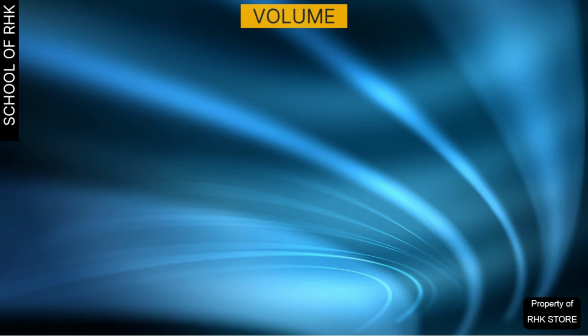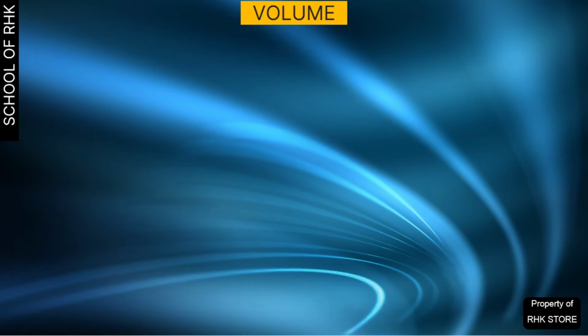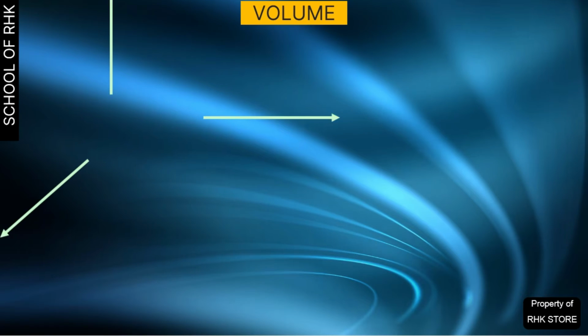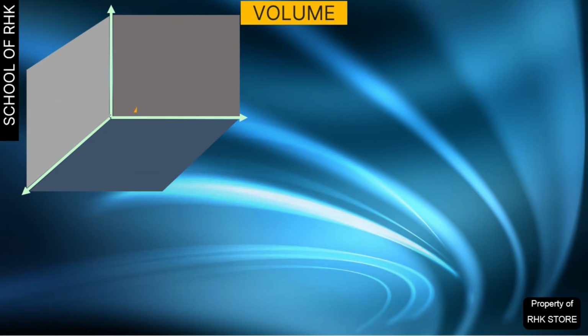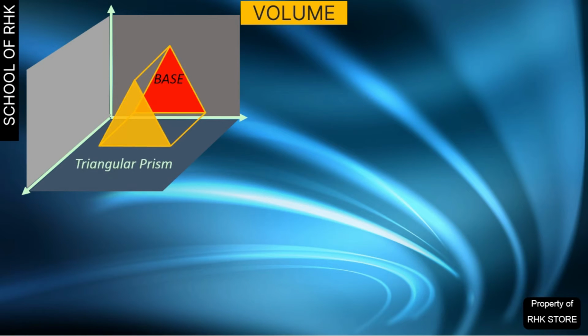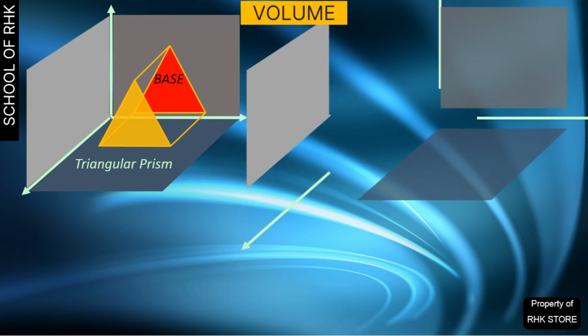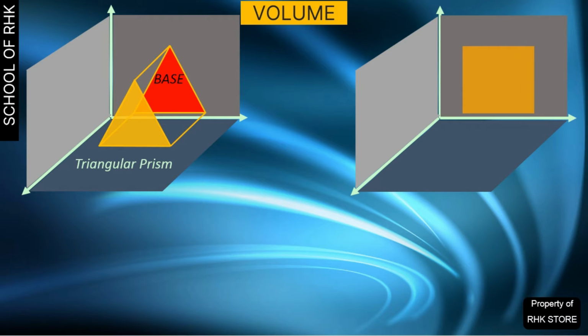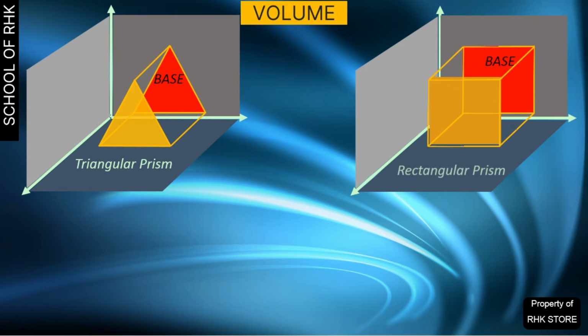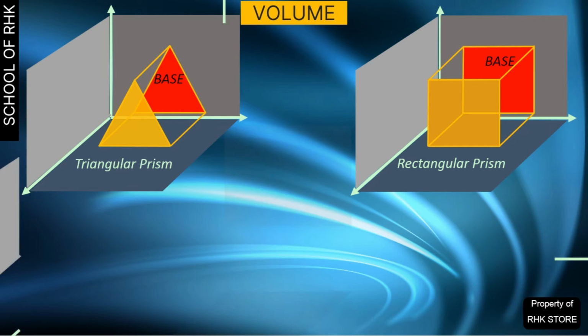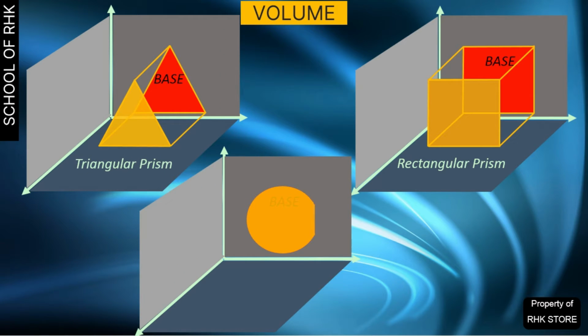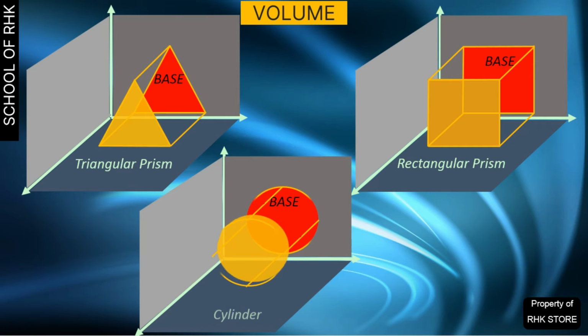A lot of 3D shapes can be formed by taking a 2D shape and then extending it along the third dimension. Such as if we take a triangle and extend it to the third dimension, it becomes a triangular prism. Or if we take a rectangle and extend it to the third dimension, it becomes a rectangular prism. How about a two-dimensional circle? If we extend a circle in the third dimension, it becomes a cylinder.